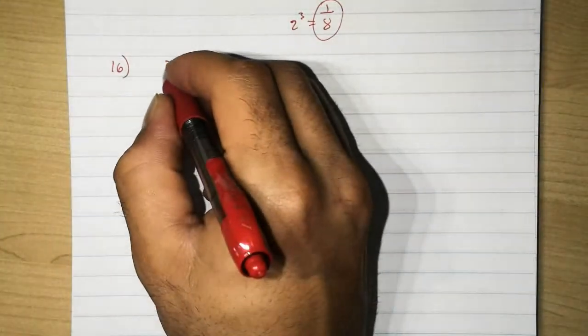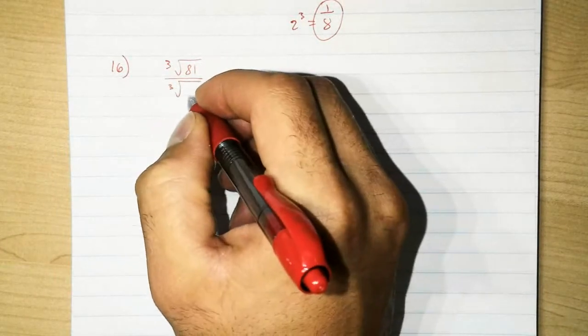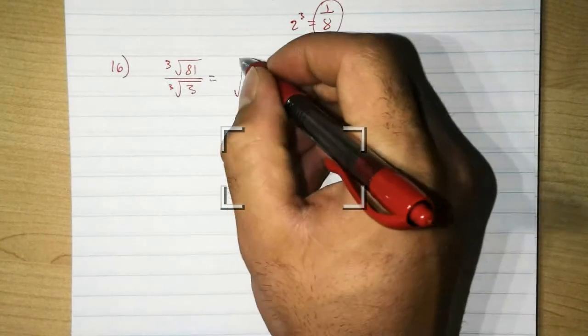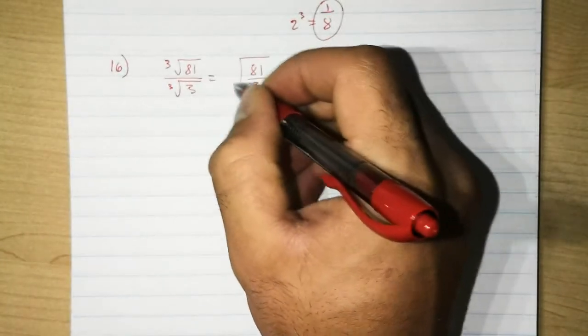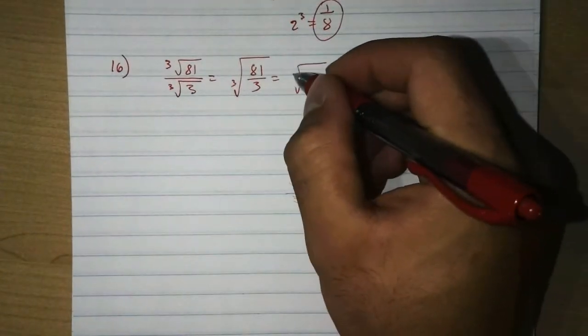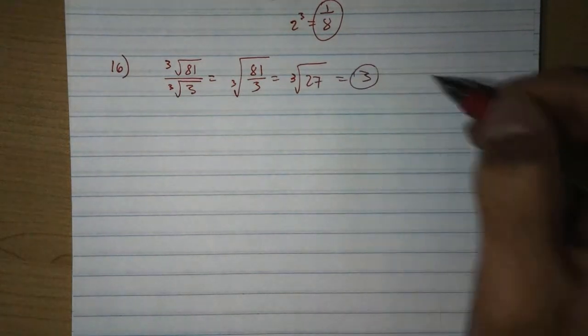So the cube root of 81 over the cube root of 3. We're going to write that as the cube root of 81 divided by 3, which is 27. The cube root of 27 is 3.